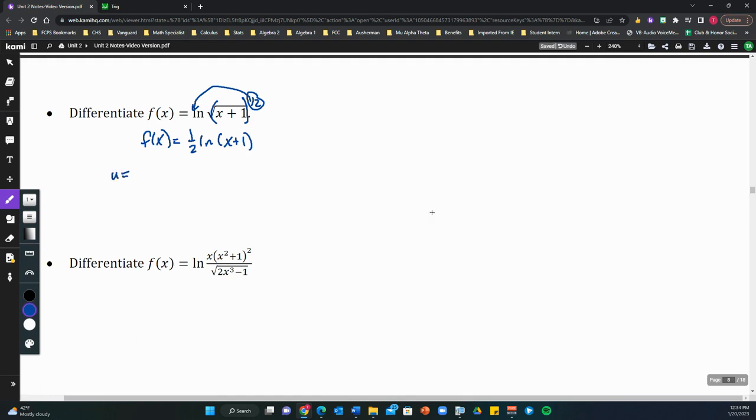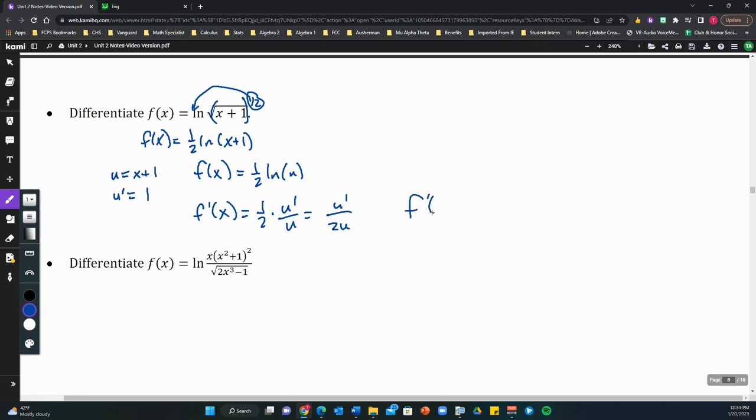So now my u is simply x plus 1, and that derivative is super easy because it's just 1. When I rewrite this as 1/2 natural log of u, its derivative would be 1/2 times u prime over u, or u prime over 2u. Then my final answer, once I've made my substitution back in, u prime is just 1, over 2 times x plus 1, or 1 over 2x plus 2.